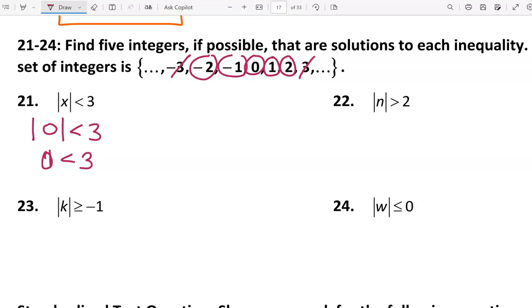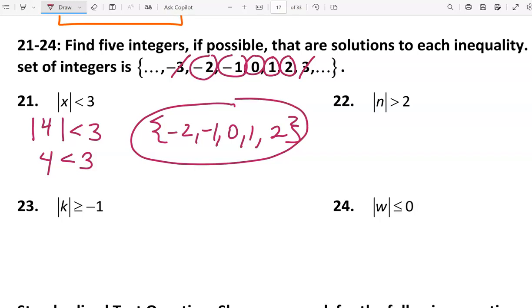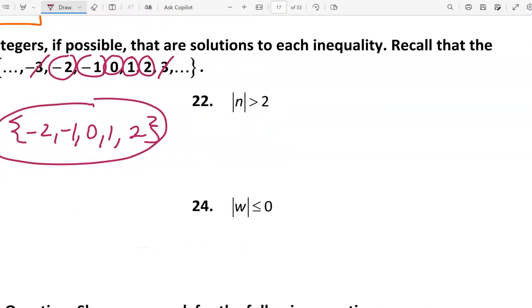3 is not going to give us a solution, right? If we replace x with 3, we get 3 is less than 3. That's not true. If we replace x with 4, again, we're going to get something that's not a solution. So I think we've found all of our solutions. They're just negative 2, negative 1, 0, 1, and 2. Those are the only solutions to the absolute value of x is less than 3.